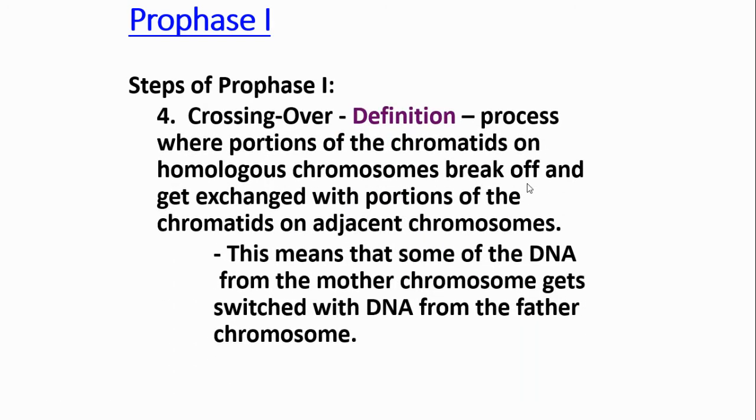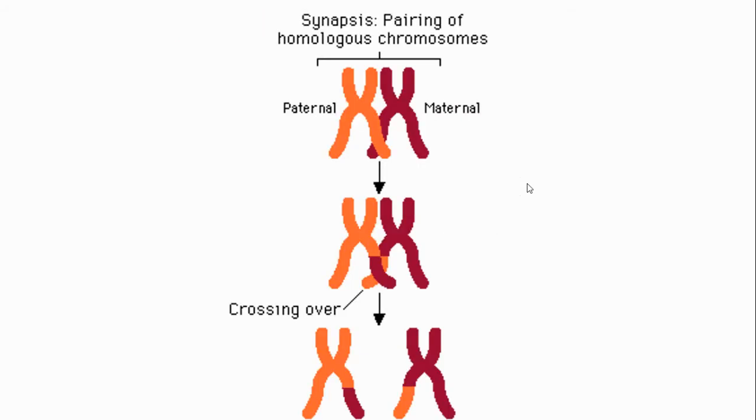Crossing over is a process where portions of the chromatids on homologous chromosomes are going to break off and get exchanged with portions of the chromatids on adjacent chromosomes. This means that some of the DNA from the mother chromosome gets switched with DNA from the father chromosome. So there you can see what's happening as far as the switching over goes. Just a leg of the chromosome is going to kind of connect, and then you're going to end up with some mom DNA in the dad chromosome, some dad DNA in the mom chromosome.